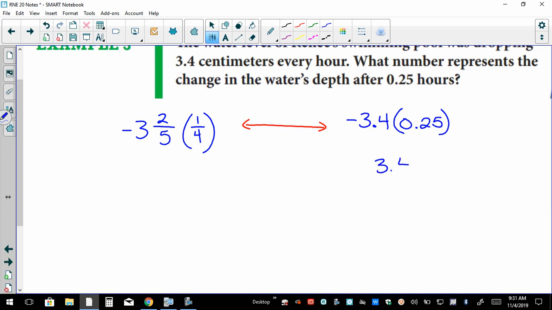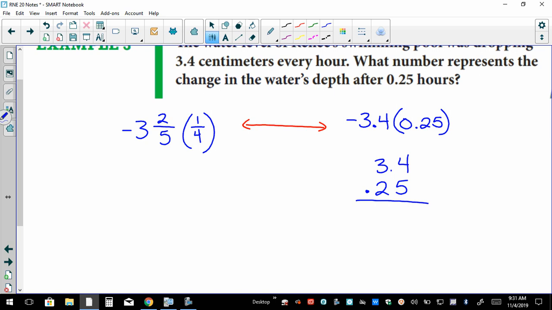3.4 times 0.25. Do I have to line up decimals when I multiply? Nope, only when you add and subtract. You put the decimal in at the end, remember? How many decimal places am I going to put in my answer?